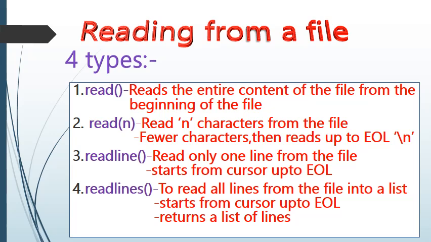The fourth one is readlines. It is used to read all lines from the file into a list. It starts reading from the cursor, or the file pointer where it is pointing, up to EOL. It returns a list of lines which exist in your file.